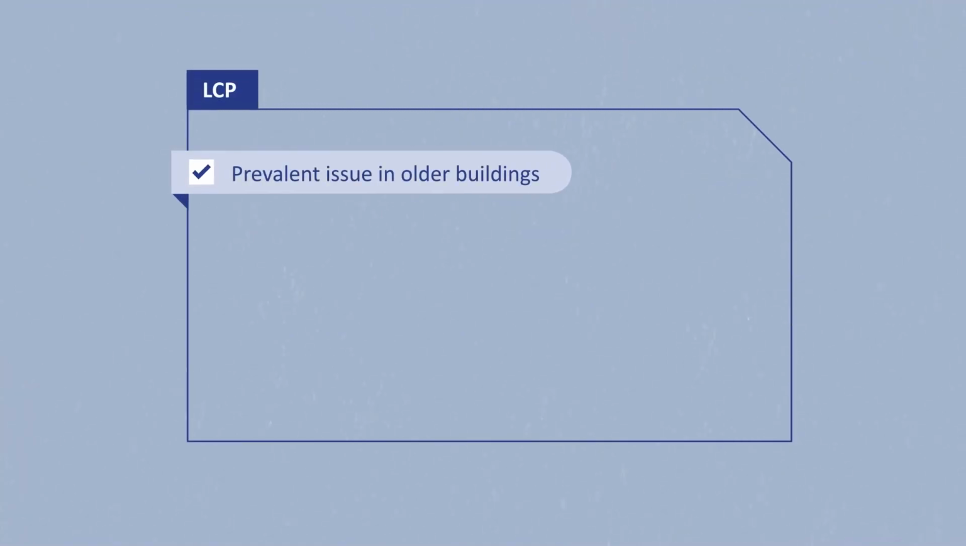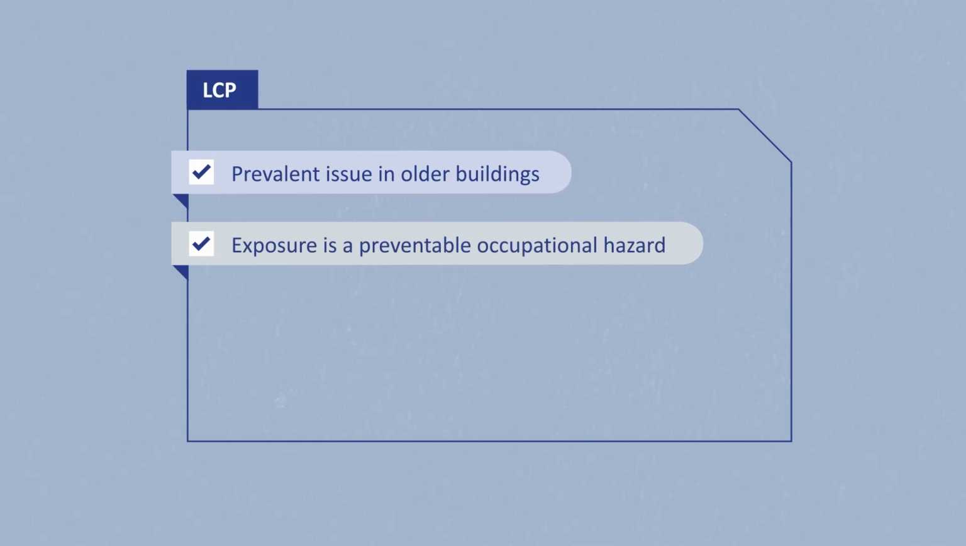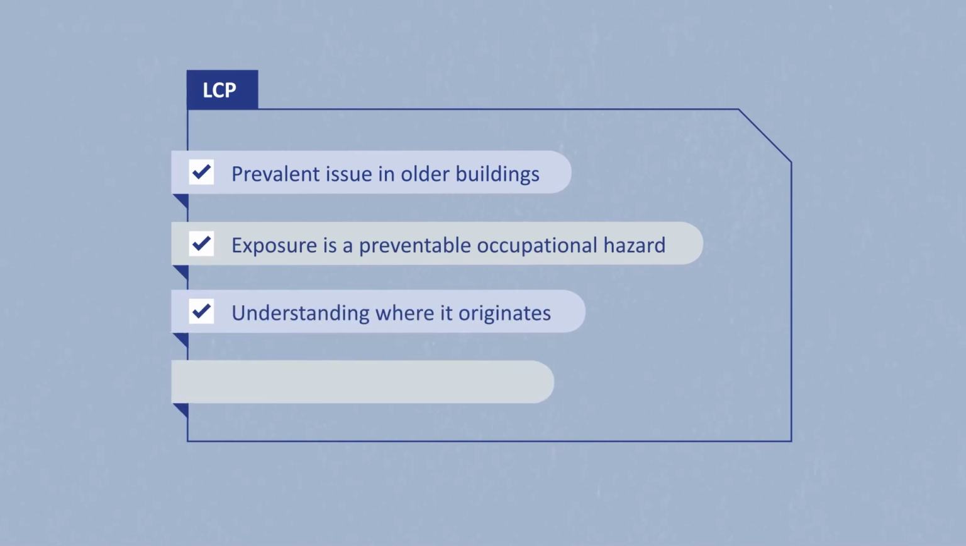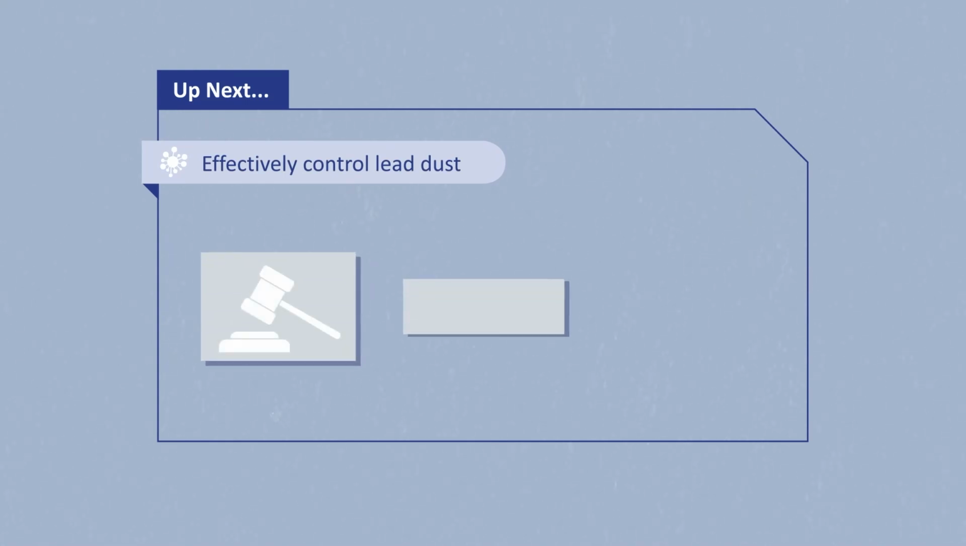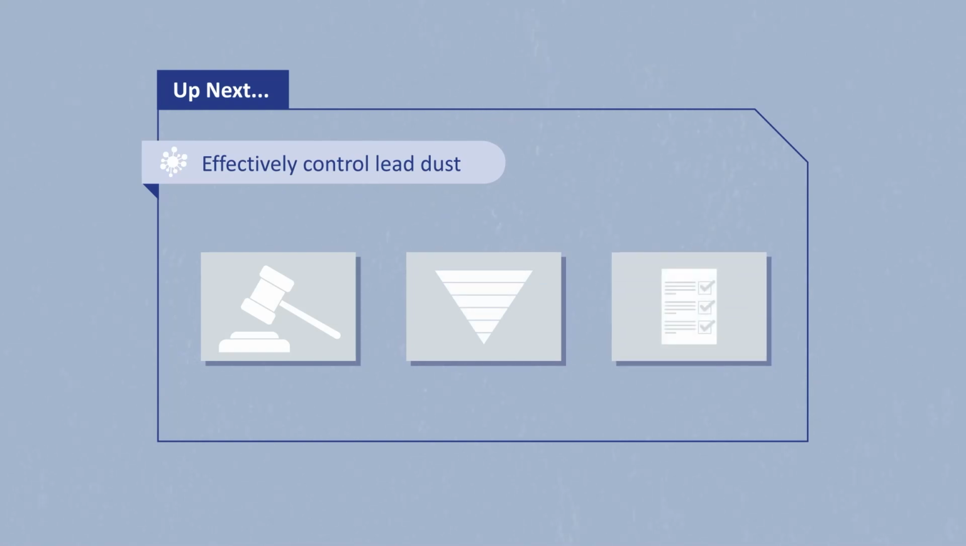LCP is a prevalent issue in older buildings, however, exposure to lead is a preventable occupational hazard. Understanding where it originates and the long-term consequence of unmanaged exposure is essential for protecting the health of yourself and your colleagues. In our next video, we'll explore how to effectively control lead dust, including the legal exposure standards, hierarchy of controls, and monitoring methods used in the workplace.